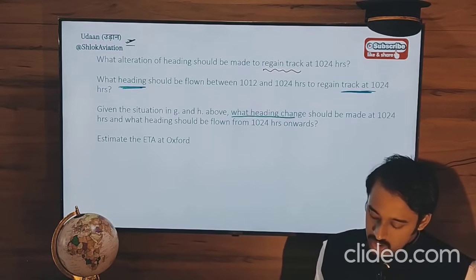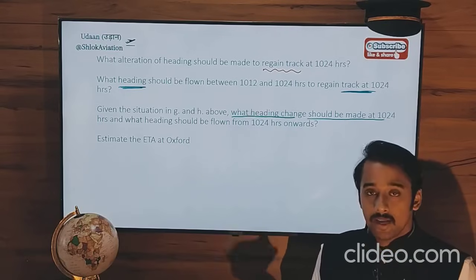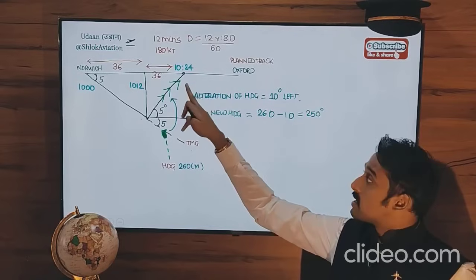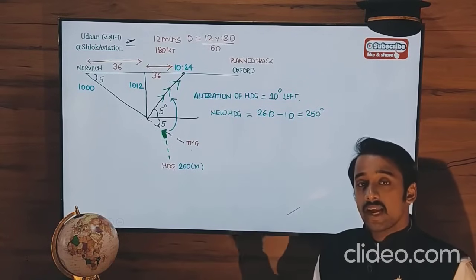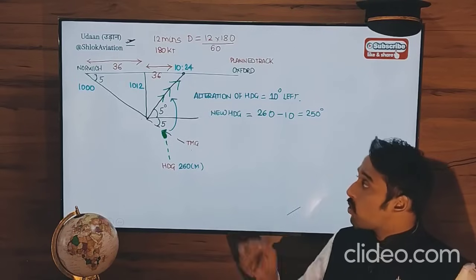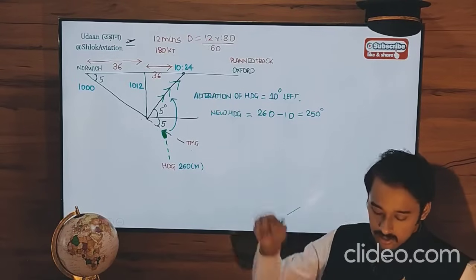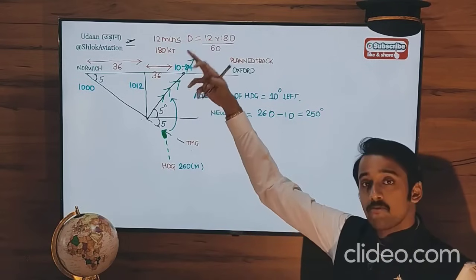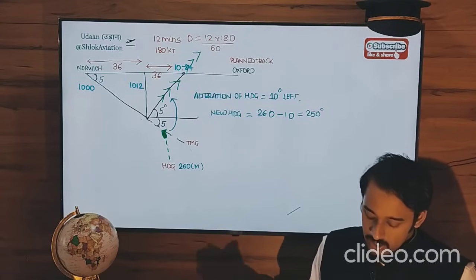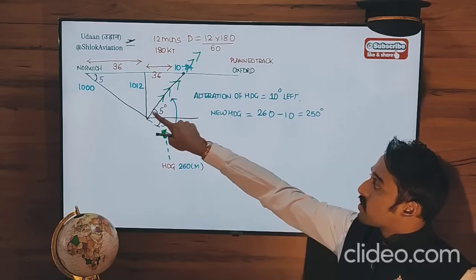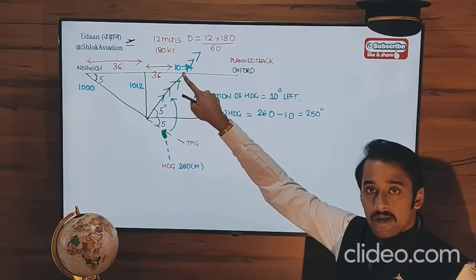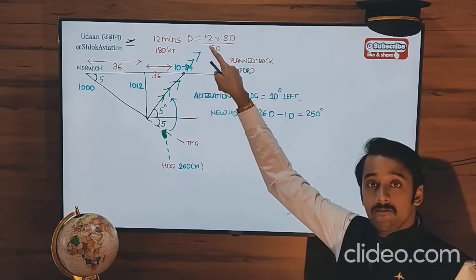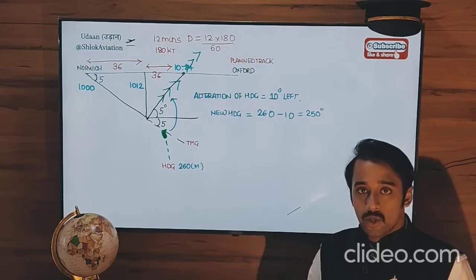What heading change should be made at 10:24? When you are approaching this location, what change in heading will you make so that you don't overshoot this point and overfly it and then proceed to the other side? If you continue to fly a direction of 250 like this, you will reach the point, and after reaching the point, if you don't make a heading change, you will continue flying away from that point. You don't want that to happen.